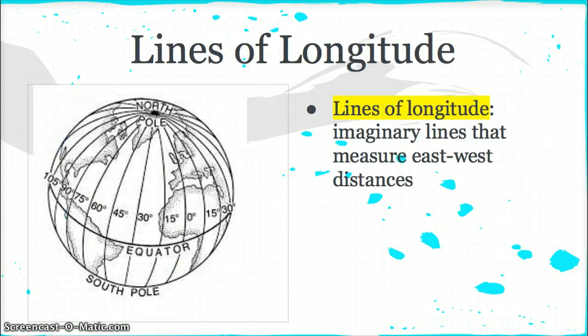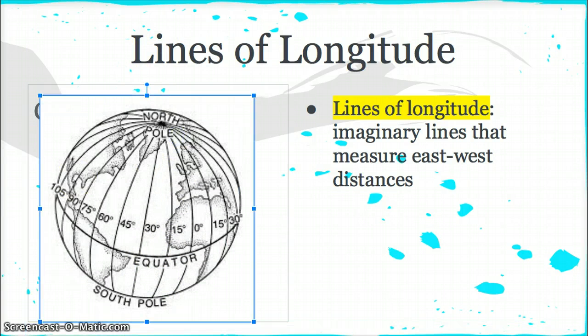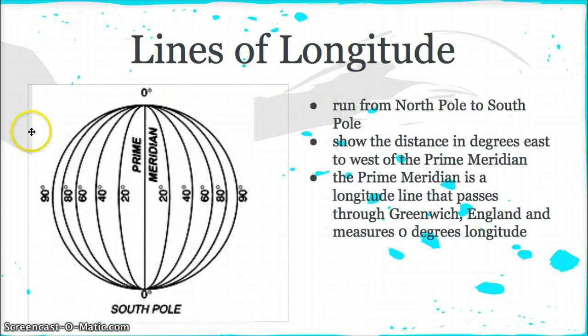Lines of longitude. Lines of longitude are imaginary lines that measure east-west distances. And the best way to remember longitude is to think of long hair, and long hair goes down. Lines of longitude run from the North Pole to the South Pole, and they show the distance in degrees east to the west of the prime meridian. The prime meridian is the longitude line that passes through Greenwich, England, and measures 0 degrees longitude.